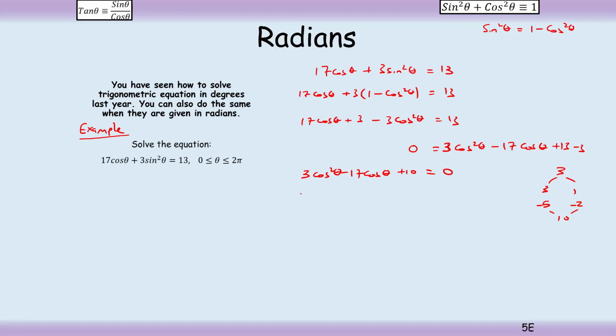Fantastic. So I've got 3 cos theta. It's got to multiply the minus 5, so I'm going to have a minus 2 here. And then I've got cos theta. Oops, that's not squared. Let's rub that out. That's just 3 cos theta.